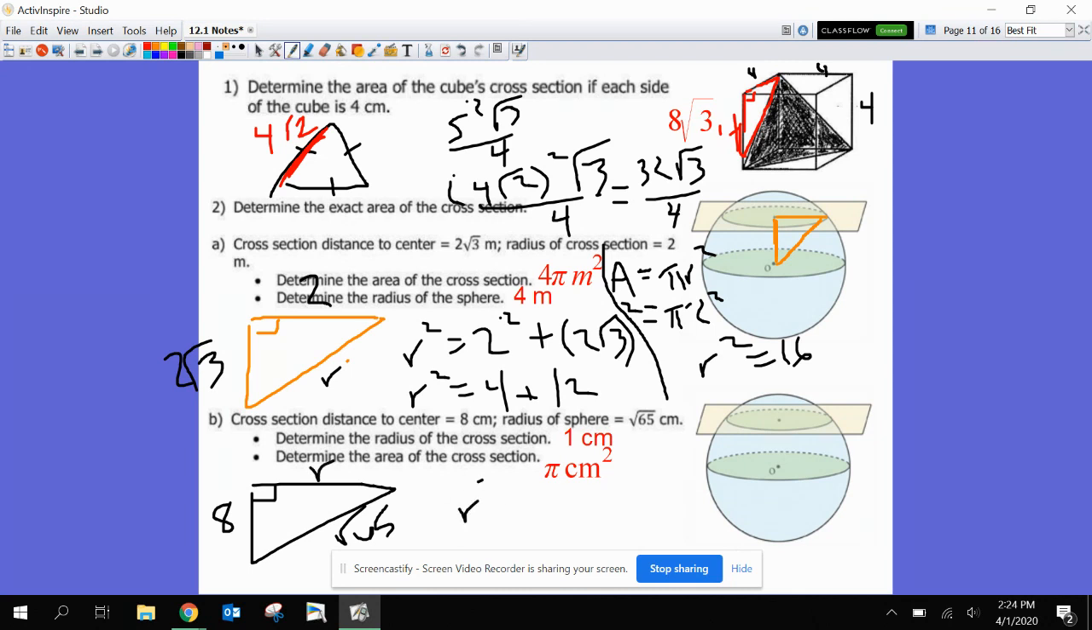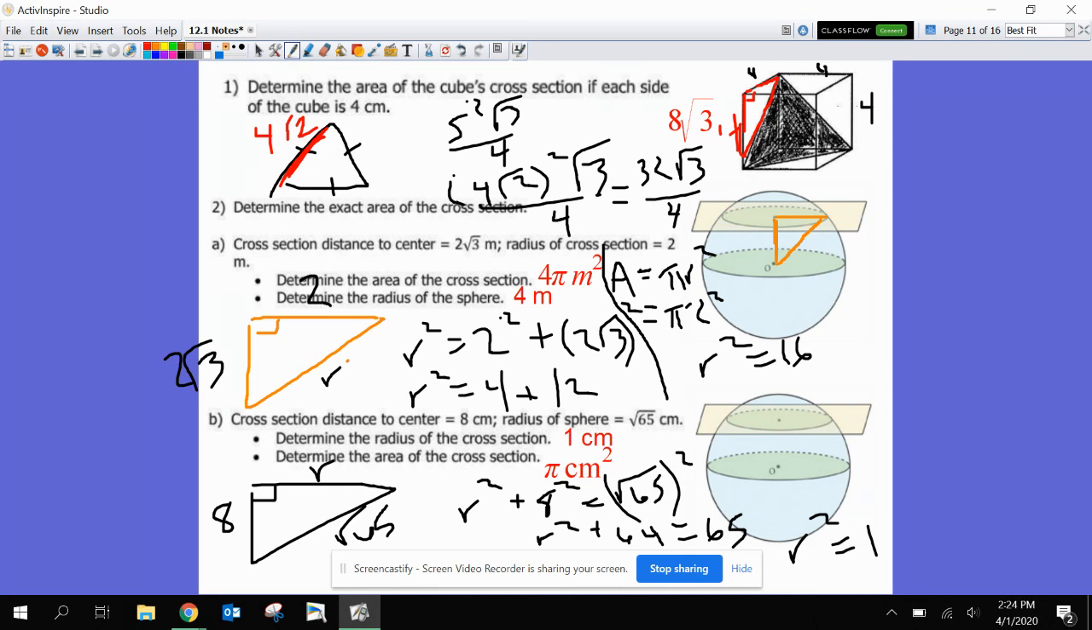So if we do Pythagorean theorem, r squared plus 8 squared is equal to the square root of 65 squared. And so if you do Pythagorean theorem correctly, you should have r squared plus 64 is equal to 65. And if you subtract 64 from both sides, you're going to get r squared is equal to 1. And then once you know the radius of the cross-section is 1, you can plug that into the area formula.